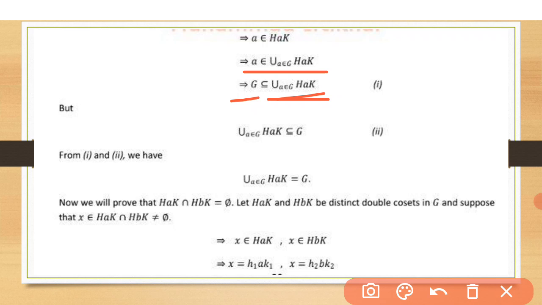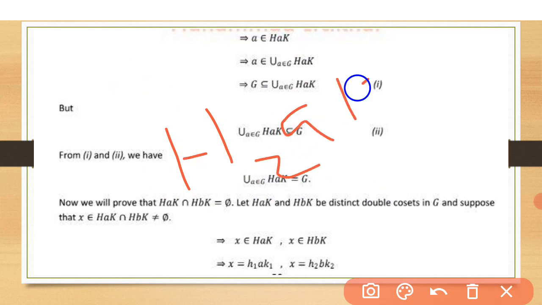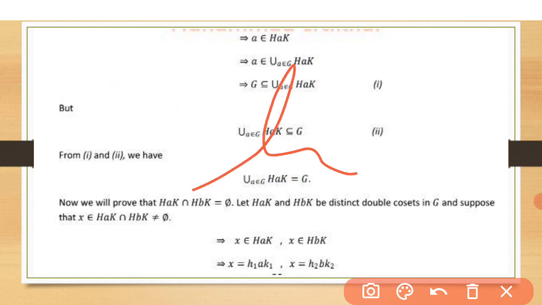All the union of HaK means that h1 a k1, h2 a k2, similarly h3 a k3, all these types of elements, the union of all these double cosets, make the complete G.